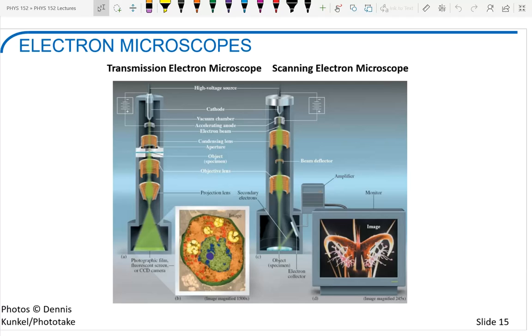And you might say, why would I want to fire electrons at my sample? Why not just use light? We can make a visible microscope. Why use an electron microscope? Any ideas?